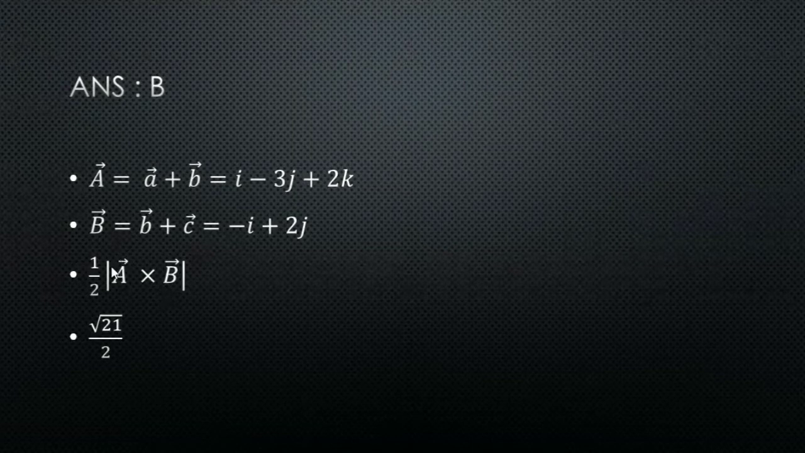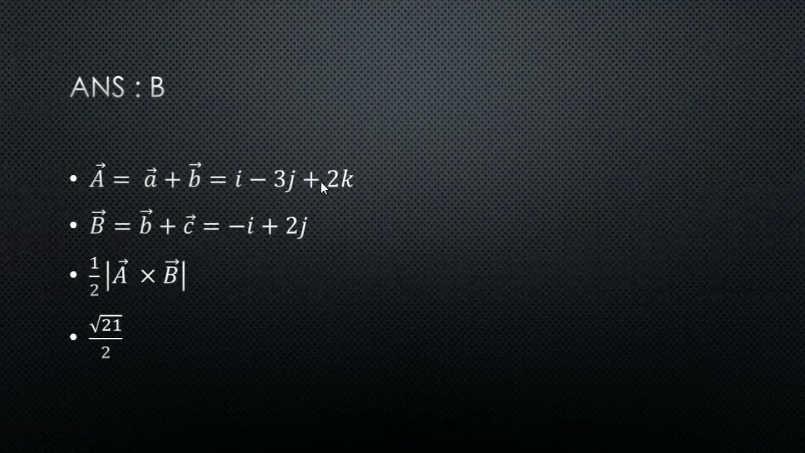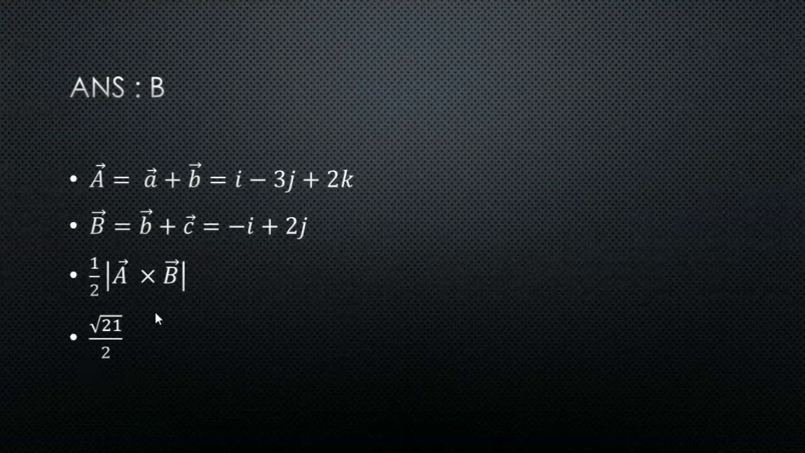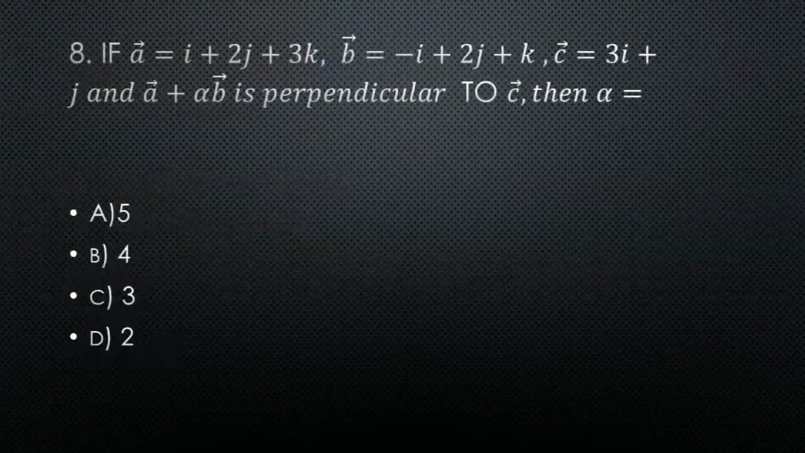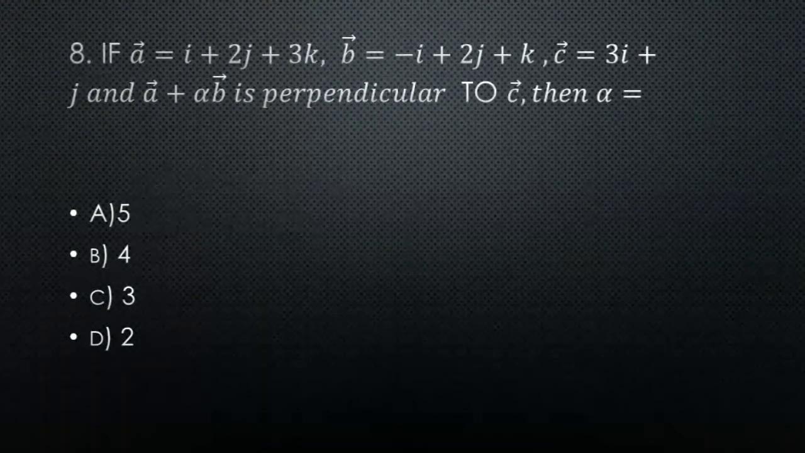So here you need to find the magnitude. How to find the magnitude? Determinant of i, j, k, 1, minus 3, 2, then minus 1, 2 and 0, then expand so that you get the magnitude, then multiply by 1 by 2. The answer will be root 21 divided by 2. That is option B.